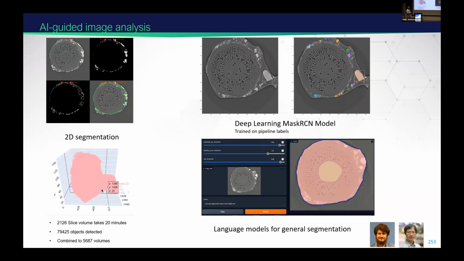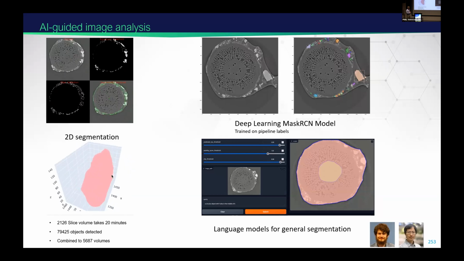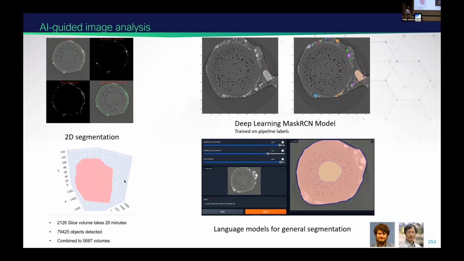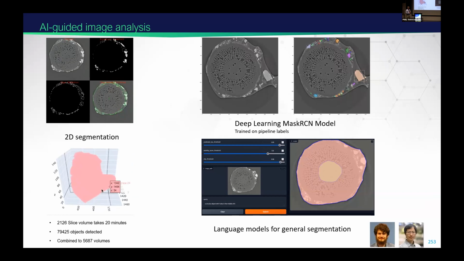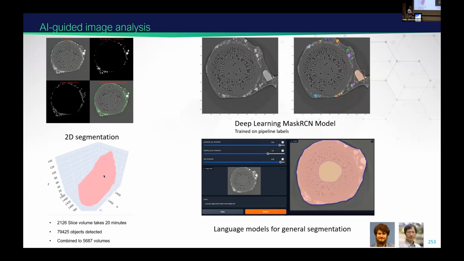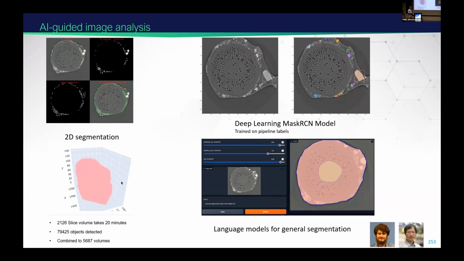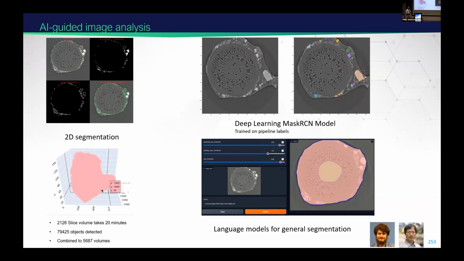Neil in Fanfang's group also looked at deep learning approaches. This is a different approach using Mask R-CNN, where he could not only detect objects, but also categorize them, which will be important down the line. And then, just for looking at whether language models could be used, you can actually apply a language model that identifies an object, a round object with a hole in it. So this is what ChatGPT-like language models can provide.